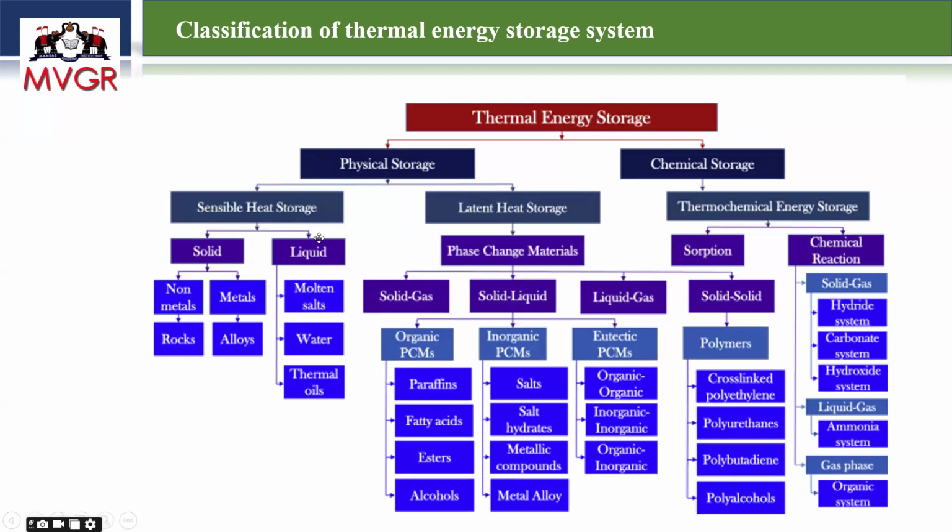Suppose you take liquid materials. Even liquid materials have some sensible heat capacity. Let us take water as the best example. You want to heat the water from 20 degrees to 60 degrees temperature. The heat that is stored, we can call it sensible heat storage. Some kinds of salts and some kinds of thermal oils also work this way.